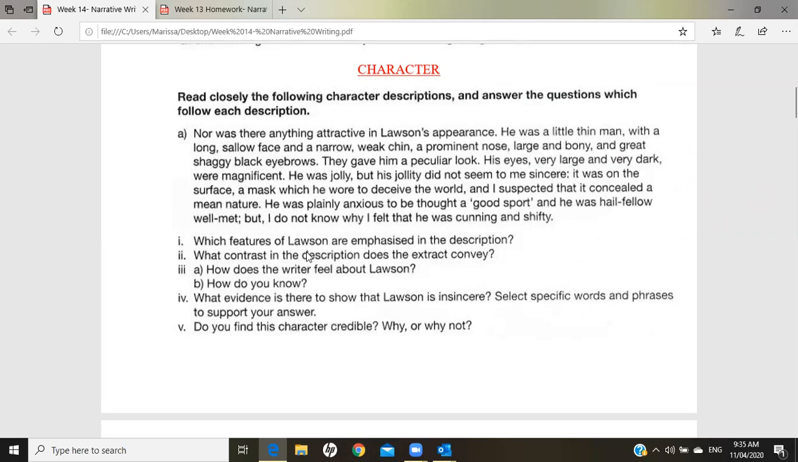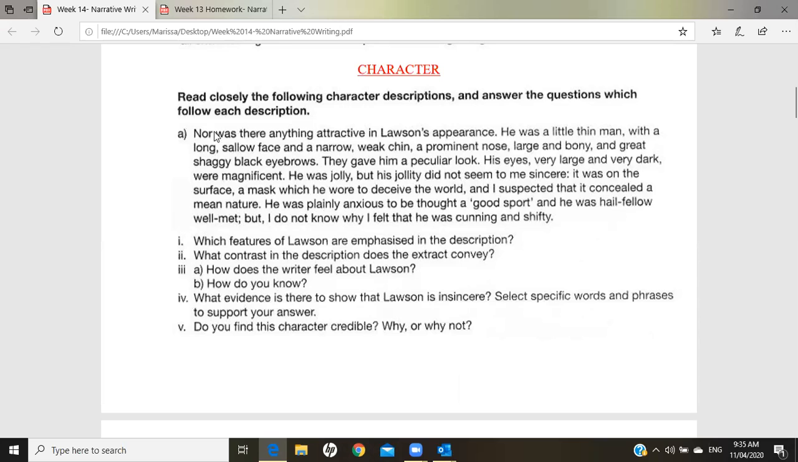So it says, which features of Lawson are emphasized in the description? So right off the bat from this question, we know that the character's name is Lawson, and we know that he's a male. What contrast in the description does the extract convey? How does the writer feel about Lawson, and how do you know? What evidence is there to show that Lawson is insincere? Select specific words and phrases to support your answer. Do you find this character credible? Why or why not? So again, you're going to jot down your responses for these questions, and I will call on you all afterwards to give me your feedback.